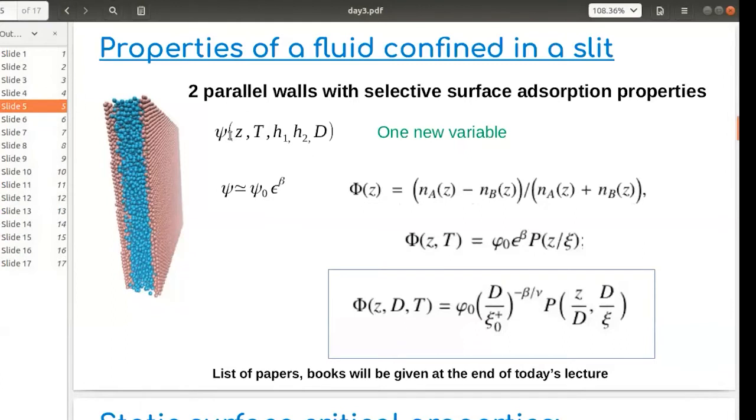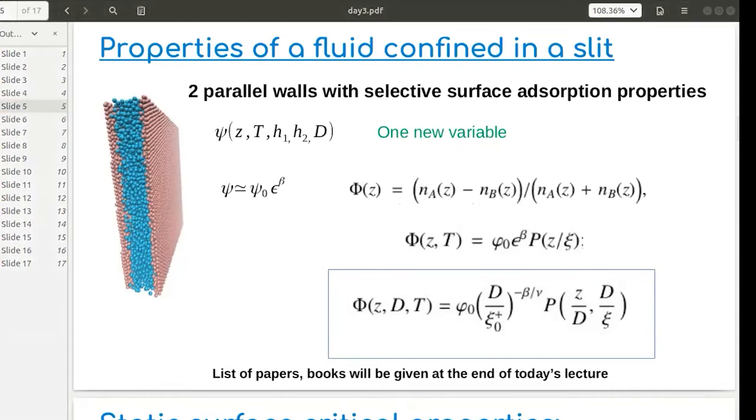Remember that this bulk order parameter has a non-zero value below the critical temperature, and at the critical temperature or above the critical temperature, it's basically 0, right? So a similar thing happens in the case of a confined fluid as well. So whatever singularities you are going to observe, they're going to be below the critical temperature. It's going to approach 0 from below.